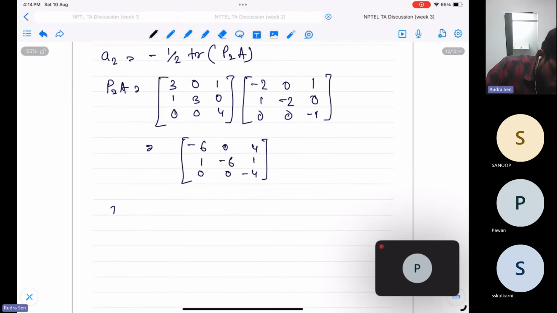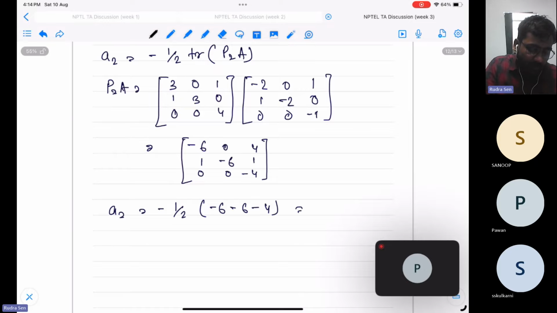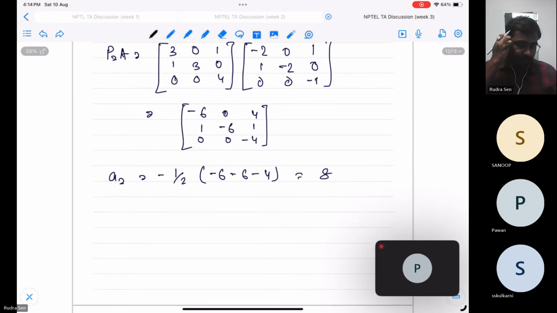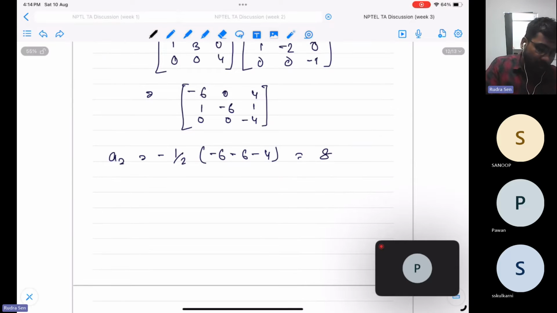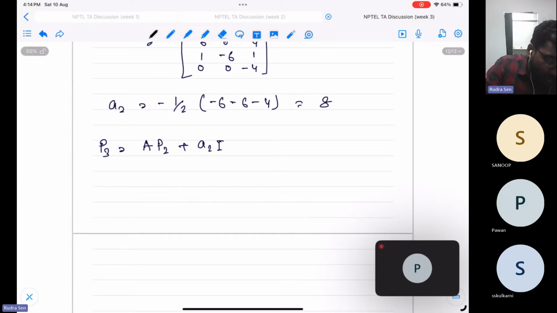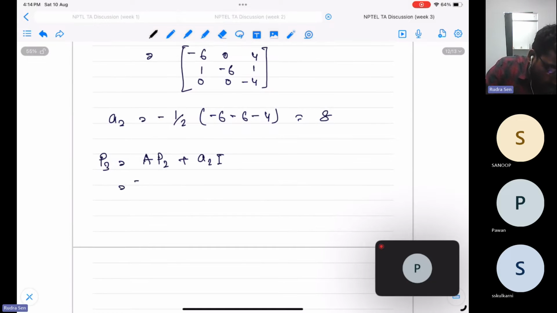So definitely A2, what is A2? Minus half of minus 6 minus 4, and you will get 12, 16, 8. Okay, so this is A2, and now I have to find out P3. P3 is A into P2 plus A2 into I. So A into P2 into I, find out.